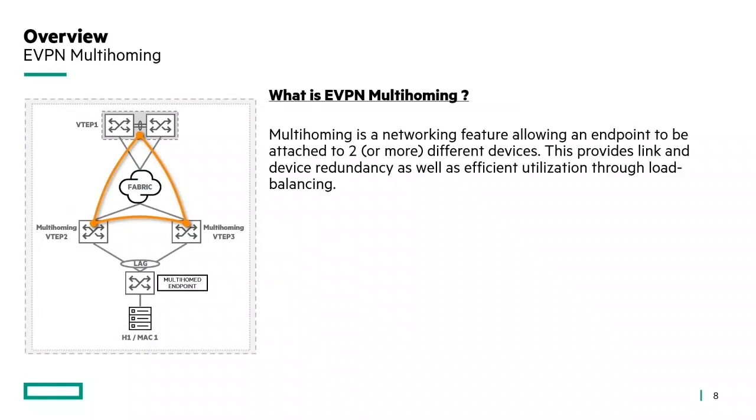So again, what's EVPN multi-homing? Multi-homing is a networking feature. It allows an endpoint to be attached to 2 or more different devices. So this provides link and device redundancy as well as efficient utilization through load balancing. That's what you can see here. We've got 2 multi-homing VTEPs, so VTEP 2 and VTEP 3. These are independent routers, but they have an Ethernet segment established down here with this LAG interface connecting to host 1. So these are independent VTEPs, but they associate an Ethernet segment for multi-homing purposes.